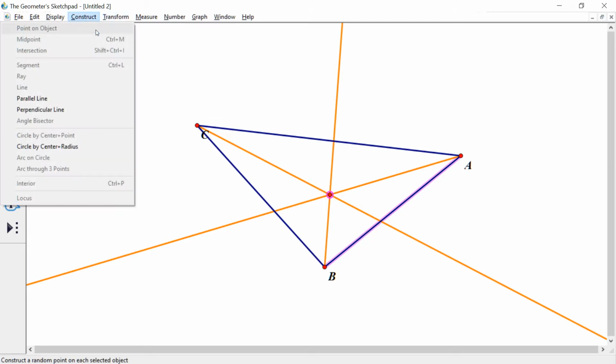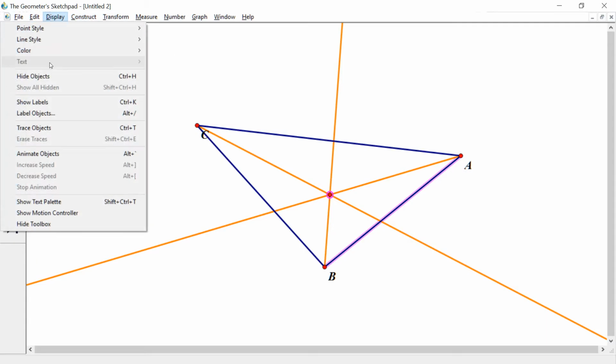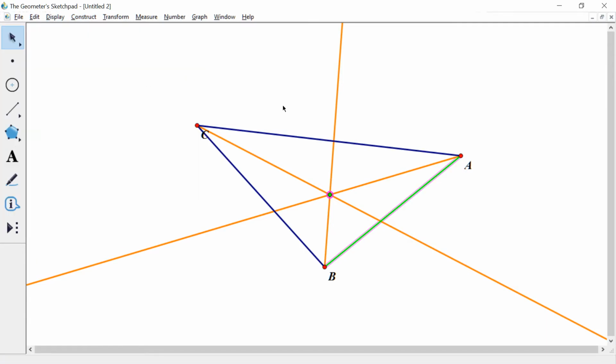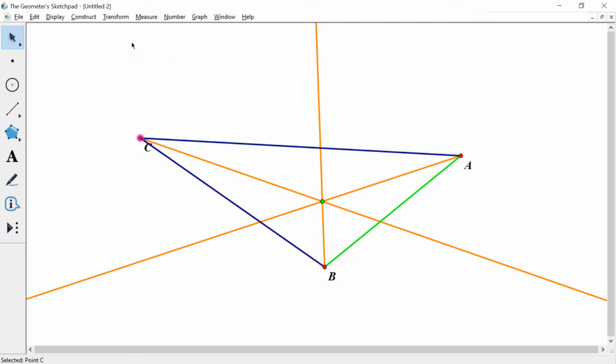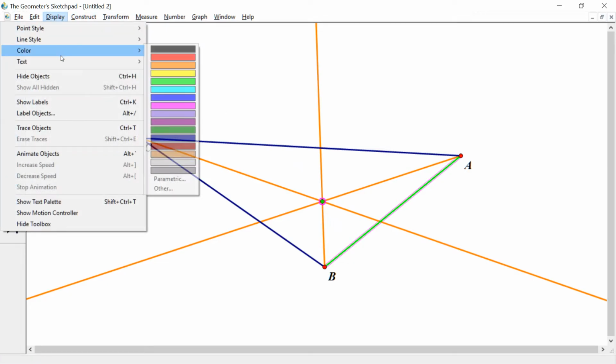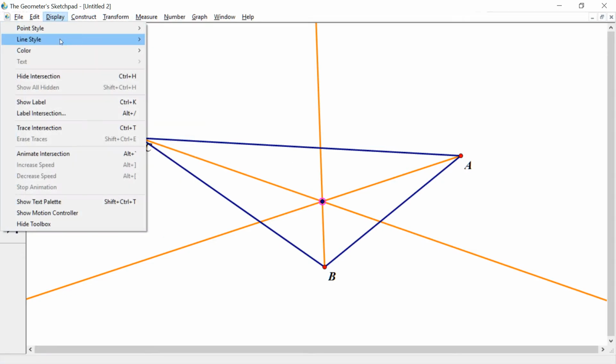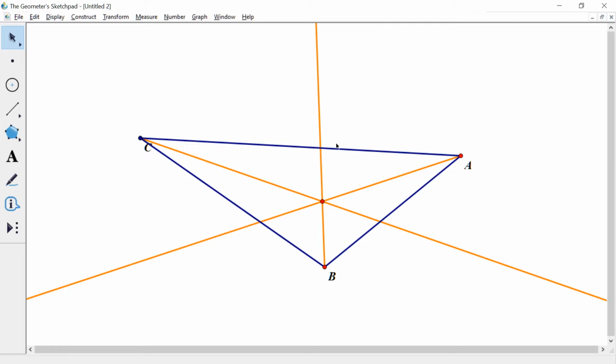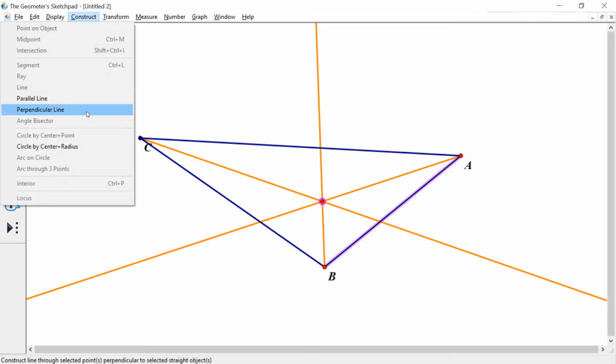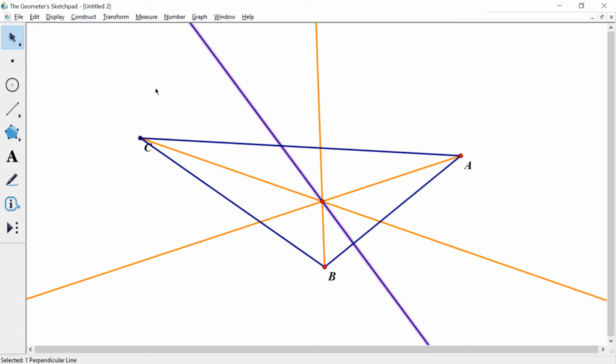So let me construct some perpendicular lines. Let me actually change line color here. Oh dear. Darn. I messed up, friends. Okay. All right. Let me get these colors fixed. There we go. I'll construct the perpendicular line, then I'll change its color. So construct perpendicular line. There we go.